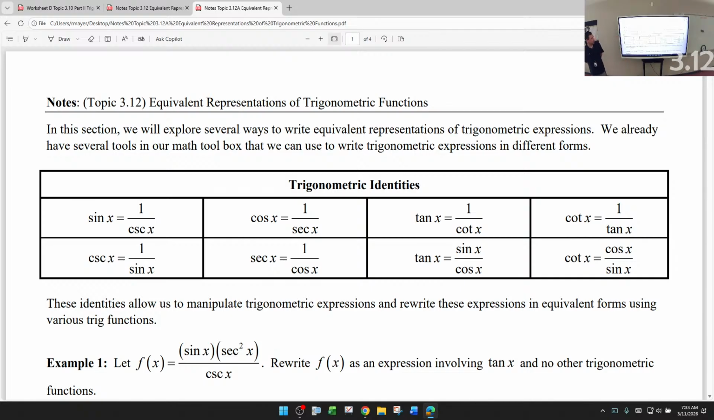Equivalent representations of trigonometric functions. We call them trig identities. Most of these you know already. In this section, we're going to explore several ways to write equivalent representations of trigonometric functions.